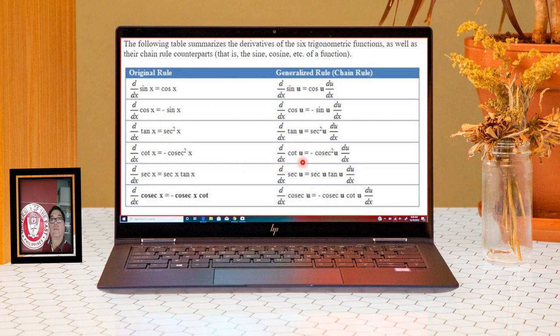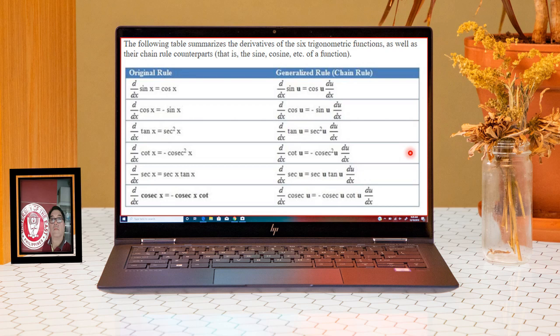The derivative of cotangent u with respect to x is equal to negative cosecant squared u du dx. The derivative of secant u with respect to x is equal to secant u tangent u du dx. The derivative of cosecant u with respect to x is equal to negative cosecant u cotangent u du dx. So, ito lamang po ang bumubuo ng ating derivative of trigonometric functions. Iba pa rin naman po yung sa inverse, ano?